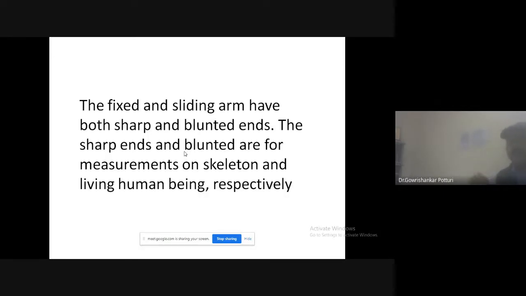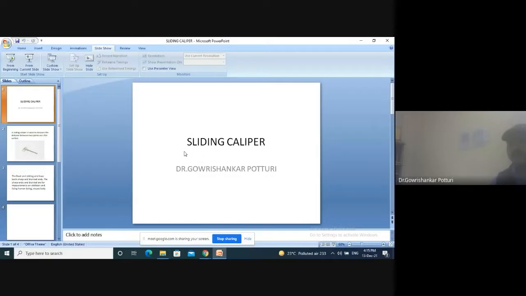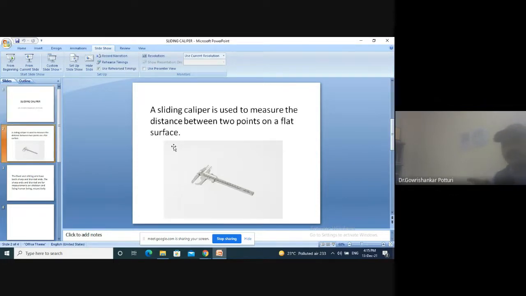The fixed and sliding arm have both sharp and blunted ends. The sharp ends and blunted ends are for measurements on the skeleton and the living human being respectively. That's it. It just measures any two points on the skeleton or on the human being. Blunt points, one minute, I will show you.